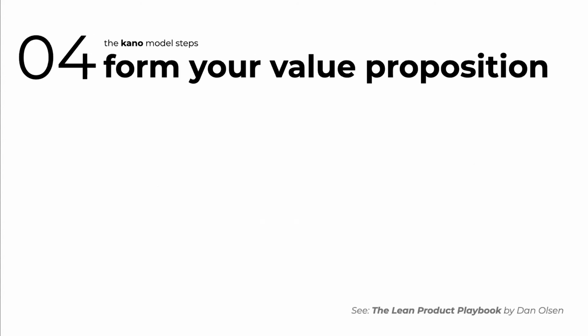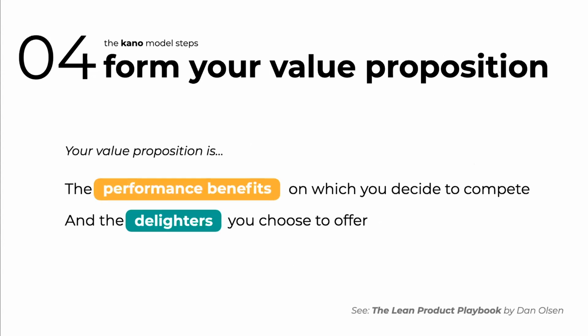So finally, you take the time to form your value proposition. One definition of value proposition that I really like comes from the Lean Product Playbook by Dan Olsen. That value proposition is the performance benefits on which you decide to compete and the delighters you choose to offer. For a long time, I felt like this term value proposition was really amorphous and I didn't really know what it meant. I didn't know how to apply anything to it. But after reading that book by Dan Olsen, it really made sense to me.